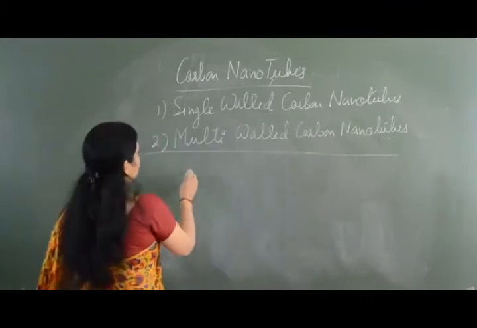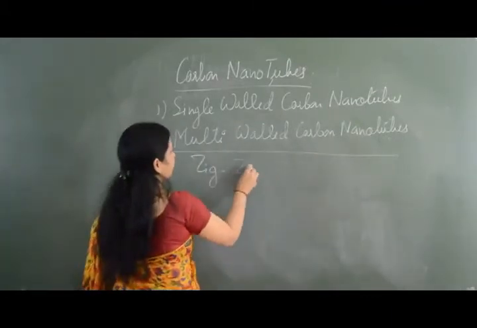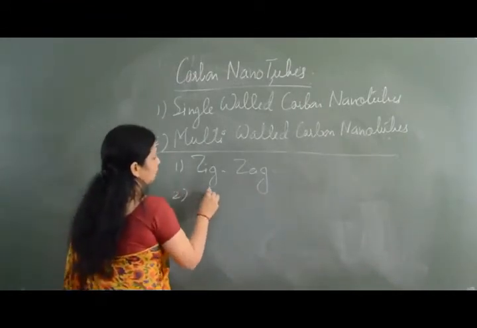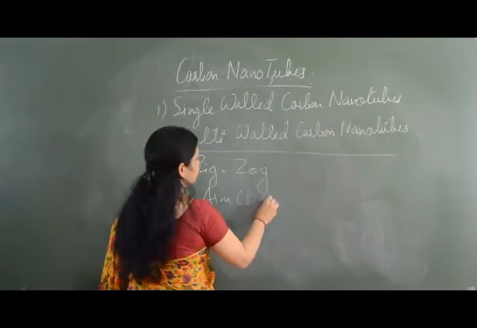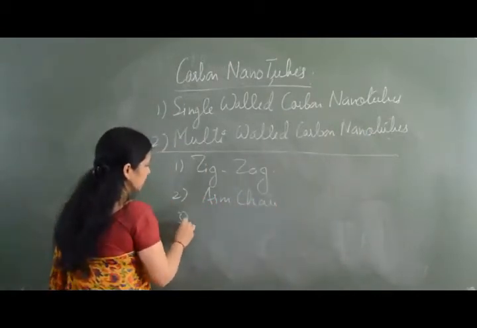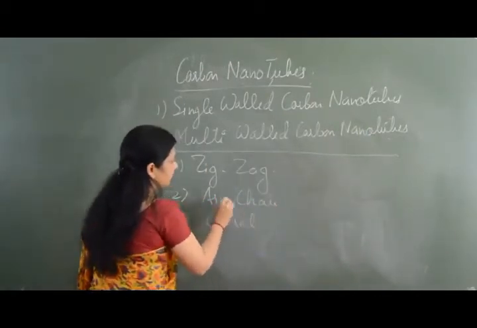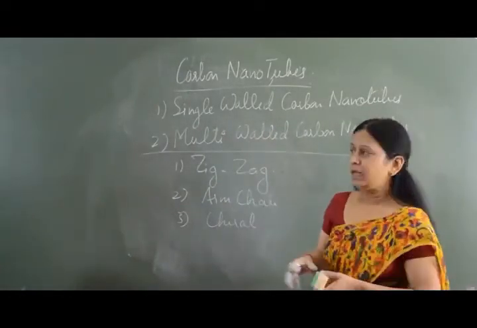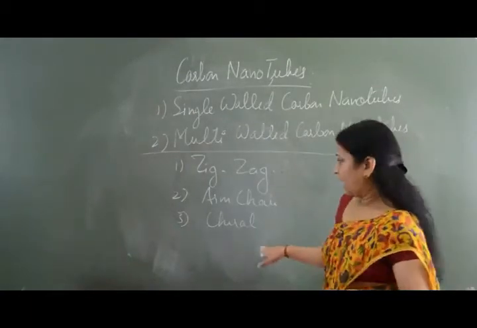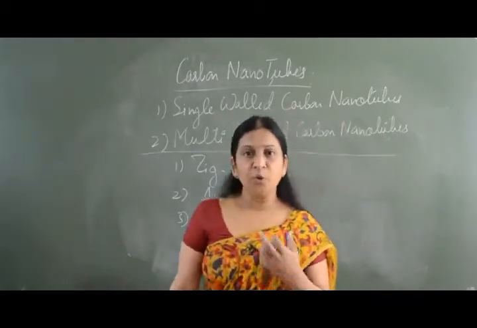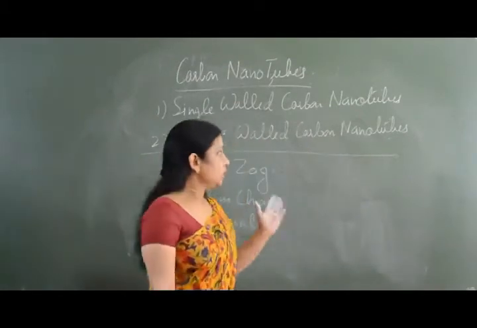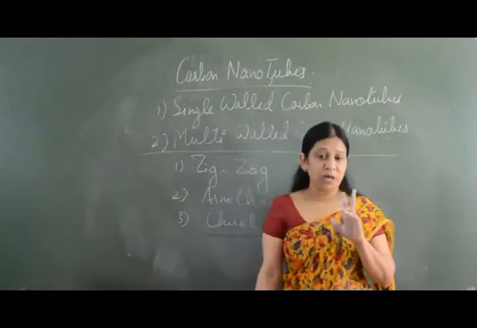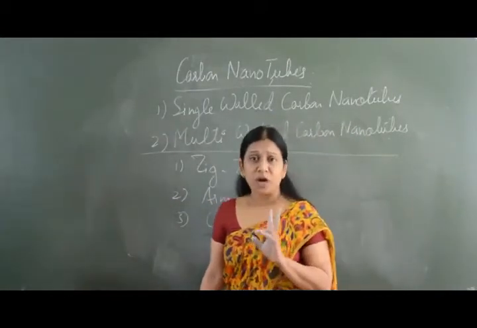Based on this, we have the zigzag type of carbon nanotubes, then we have armchair, and the last is chiral carbon nanotube. So we roll it vertically for one, horizontally for another, and for the chiral carbon nanotube we roll it diagonally. So this is the classification of carbon nanotubes. We have two types of classification of carbon nanotubes.